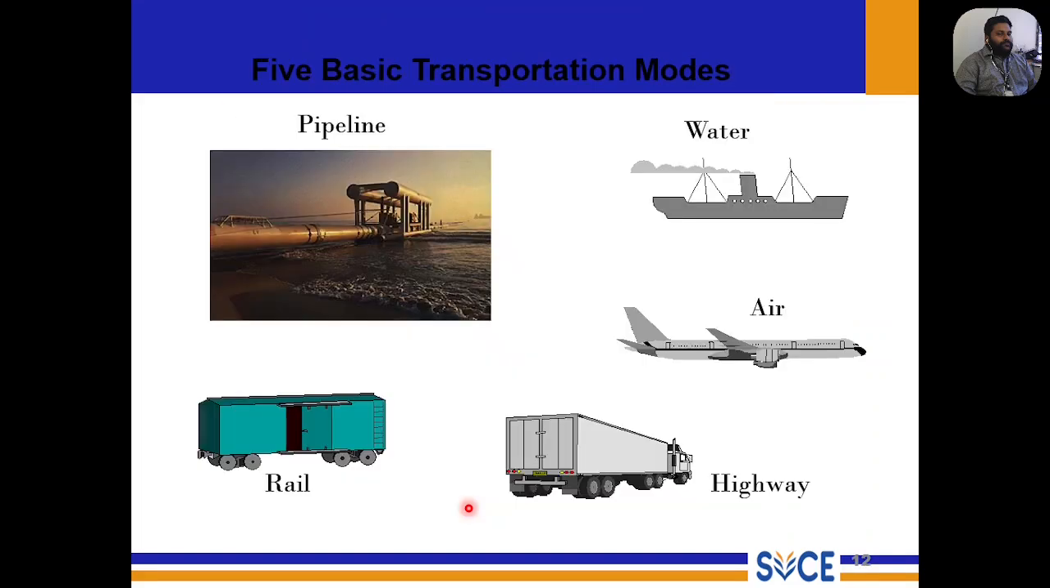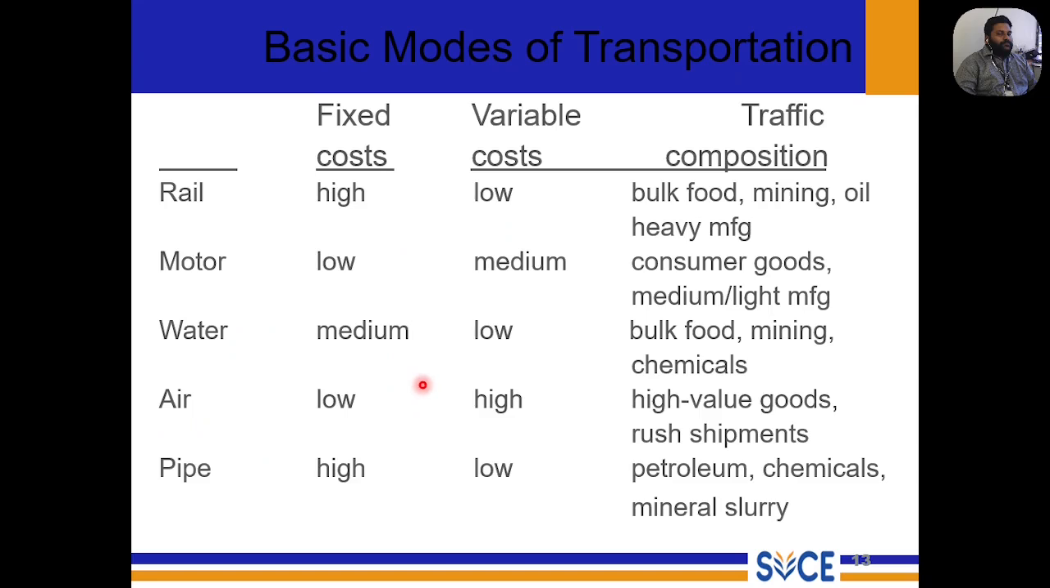So what are the five basic modes of transportation? As we discussed earlier, one is shipping by water, then through air by aeroplanes, through highways where we have larger trucks, then through the railway systems, and then using pipelines. So we have seen some examples, and we'll see them in detail. So, the basic modes of transport.